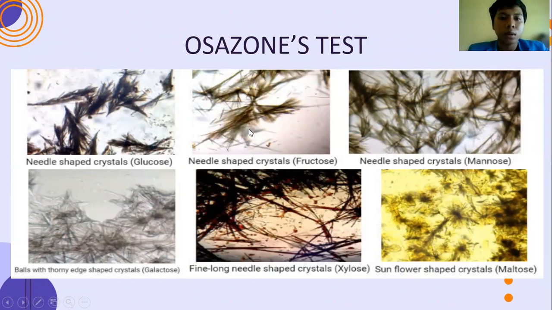The second picture is another set of crystals. Another set of crystals is galactose, and another set of crystals is xylose.